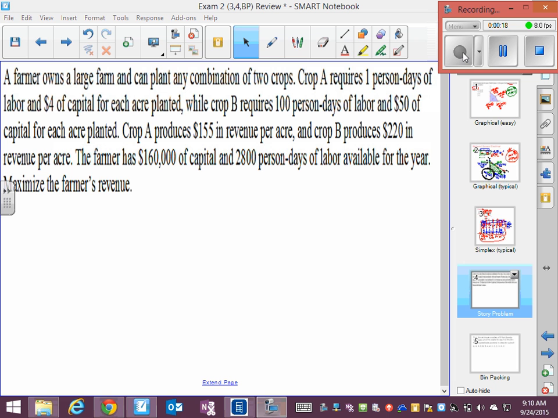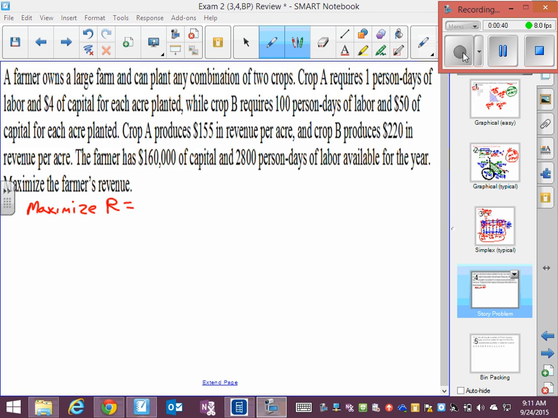I think a good place to start is at the very end. So read through this. I'm not going to read it to you. But when we get to the end, I see maximize the farmer's revenue. So I think the key part here is being able to set it up, and I like starting at the end. I know that I'm maximizing revenue, so I'll put maximize R equals.